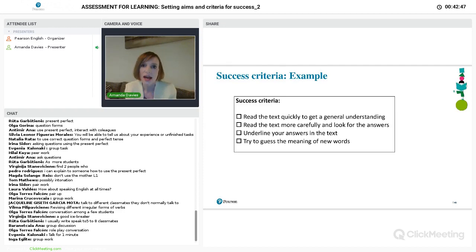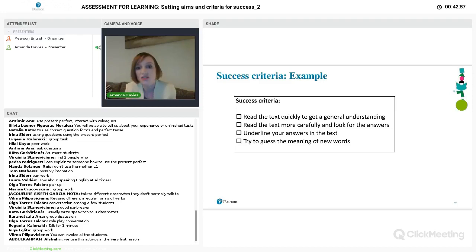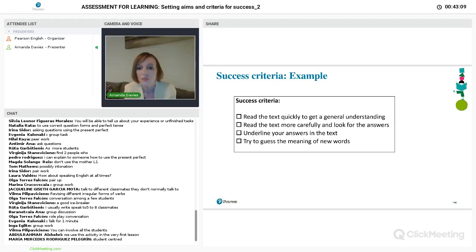Assessment for learning calls for students to be more autonomous and independent, which means that the teacher doesn't always have to be there every step of the way, holding their hands, reminding them what to do. We use success criteria to get students to take more responsibility for the whole task. So success criteria for reading might be: read the text once to get a general understanding, read it more carefully to look for the answers.